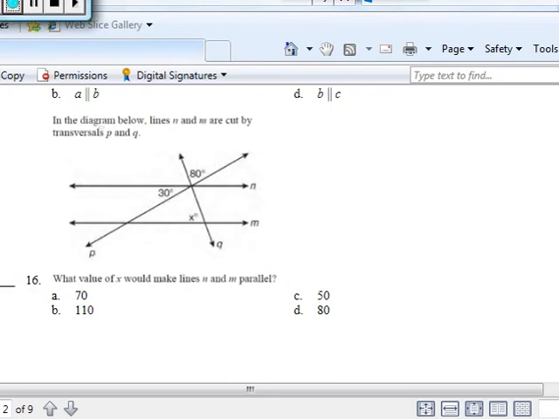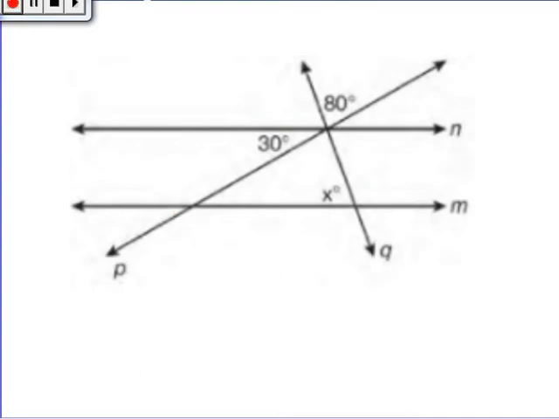Next problem. It says, in the diagram below, lines N and M are cut by transversals P and Q. What would make the lines parallel? Okay, and in order to be parallel, you just do it backwards. If you could somehow force the corresponding to be congruent, alternate interior, exterior to be congruent, or same side interior, exterior to be congruent, these lines would be parallel. So let's see what values we would have to have for these other angles in order to be parallel.